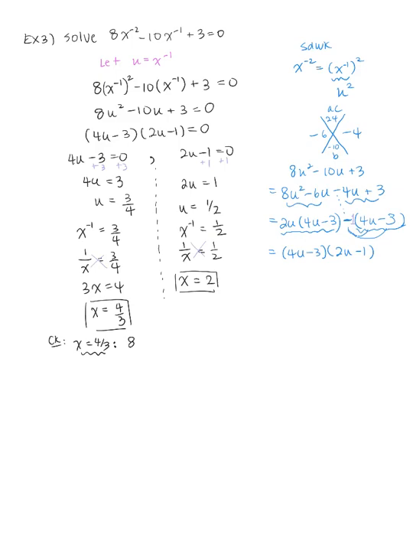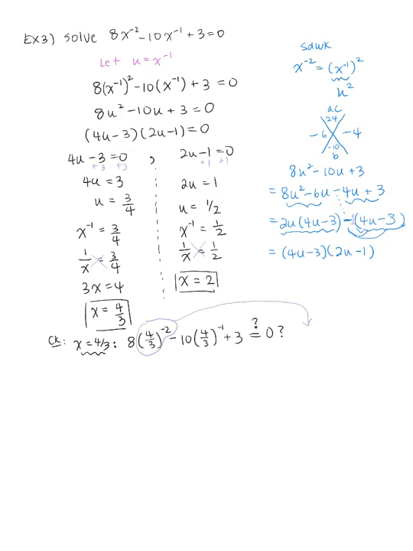So here you're going to get 8 times 4/3 to the negative 2 minus 10 times 4/3 to the negative 1 plus 3. Now the question is, is that going to equal 0? This is what we need to ask. So let's first try to simplify this guy. I'm going to bring it over here.